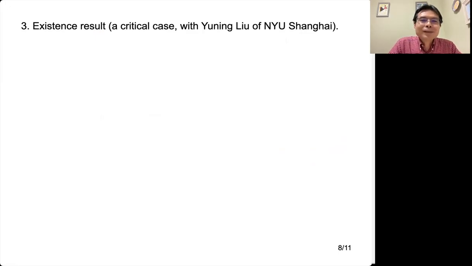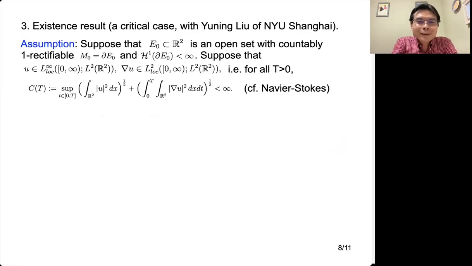Okay, that's work I did with Yunin Liu at NYU. This is something that I was very happy to be able to do, in fact, because I didn't know how to do it for about 10 years. So now the assumption is that suppose E0 is an open set with countable. Well, okay, just forget about some details, but just think of this E0 as some domain, for example, if you like, say a C1 curve. This is just a C1 curve, which is fine, but it can be more general, but with finite length.